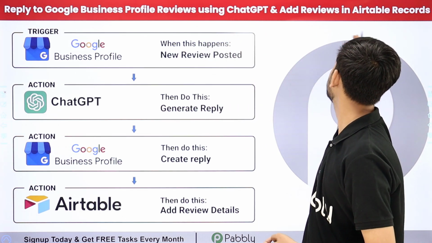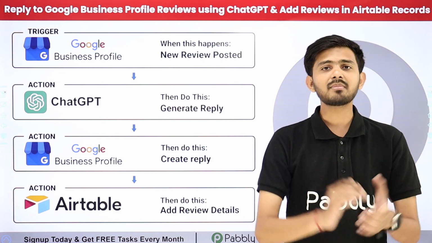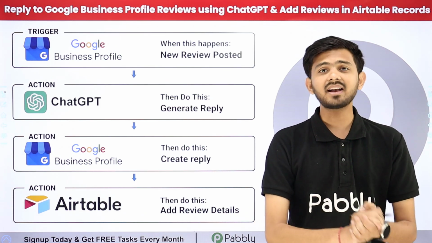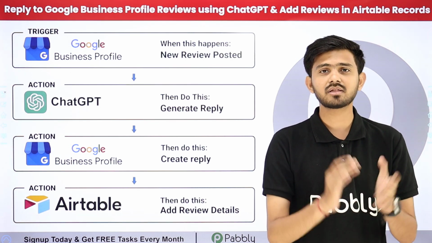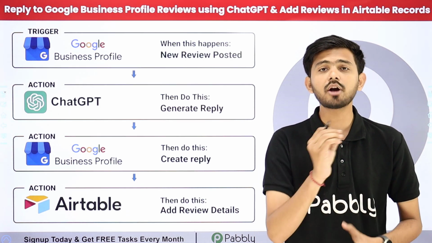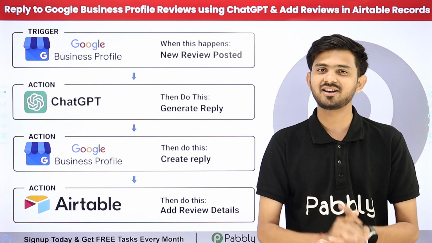Our topic is how to reply to Google Business Profile reviews using ChatGPT and add reviews in Airtable record. So I'm running an automotive repair business and I've added my business on Google Business Profile. Now I'm receiving a lot of reviews for my business on Google Business Profile and I want to automatically generate the reply by using ChatGPT.